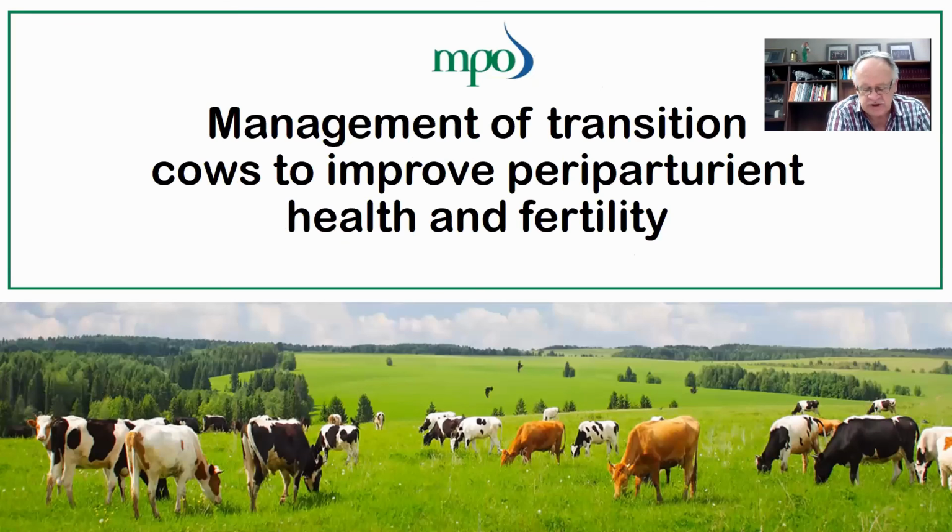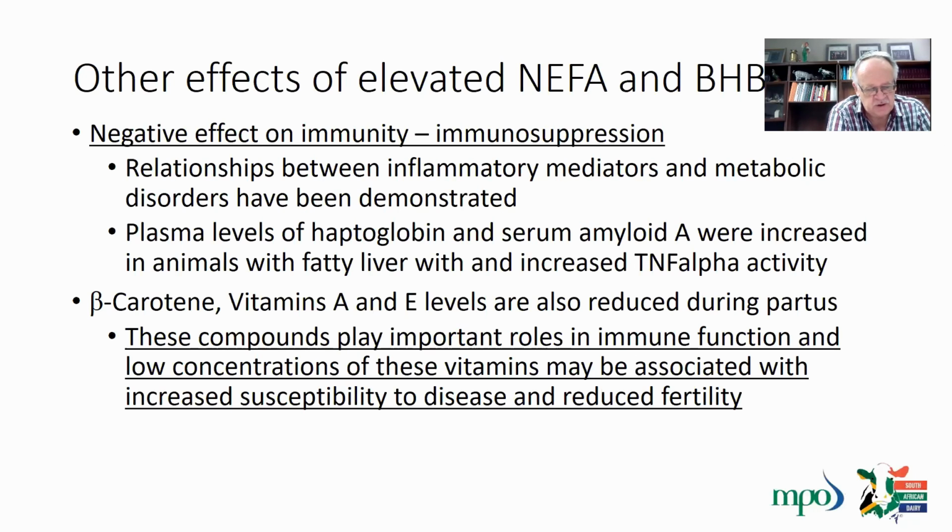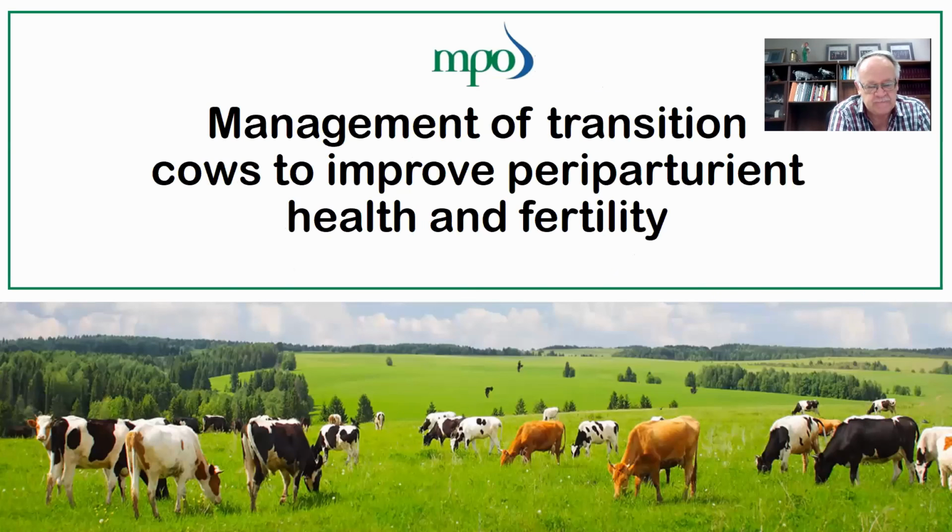Okay, now how do you manage this? This is the background. We're sitting with non-esterified fatty acids that are produced because of this negative energy balance. We're sitting with high levels of beta-hydroxybutyric acid. In the end, how can we manage this? This is the management of the transition cow.